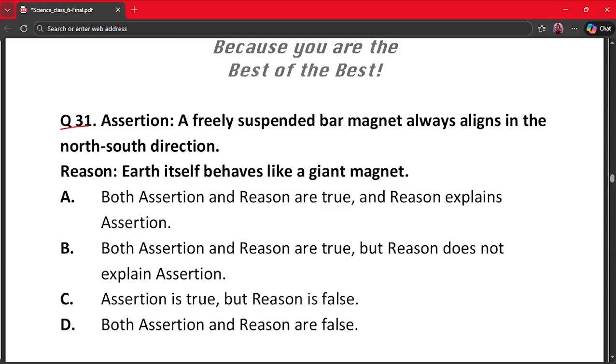So as we just discussed, a suspended magnet aligns north-south and Earth's magnetic field causes this. Both statements are true and the reason explains the assertion. Hence option A is the correct option.